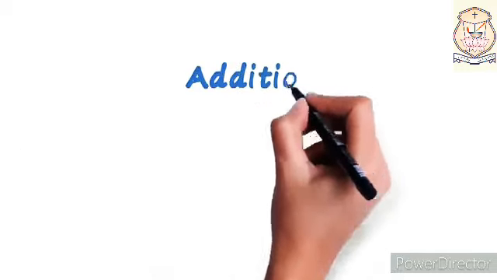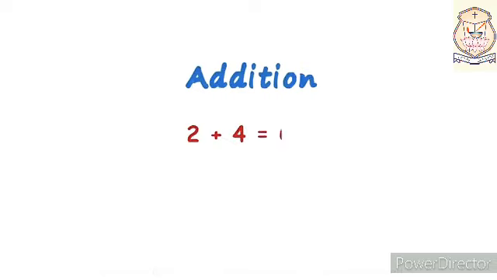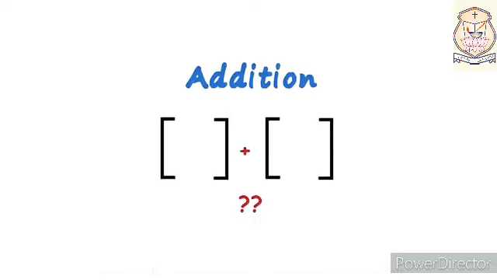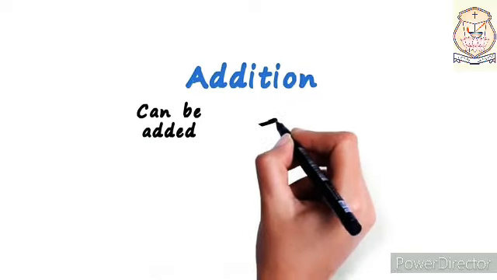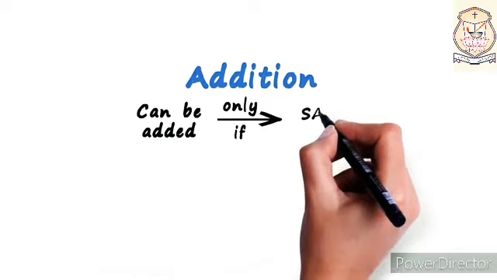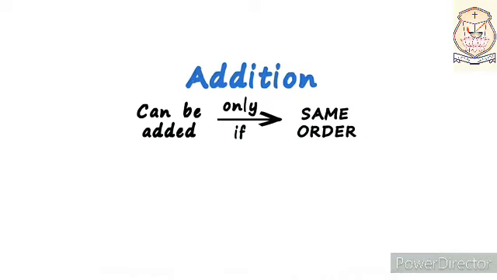Addition of two numbers is easy. 2 plus 4 is 6, 3 plus 9 is 12, and so on. But how are two matrices added? Before we move on to how they are added, we need to know one simple rule. Two matrices can be added only if they are of the same order. Yes, both matrices have to be of the same order for their addition to be possible.